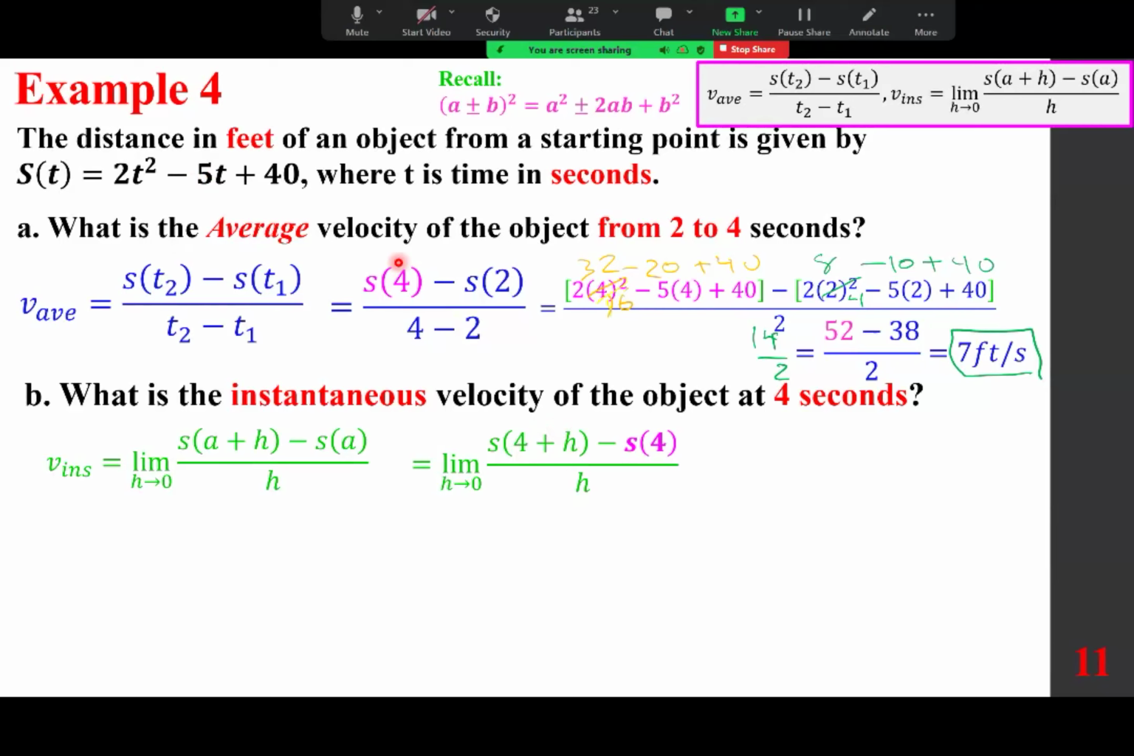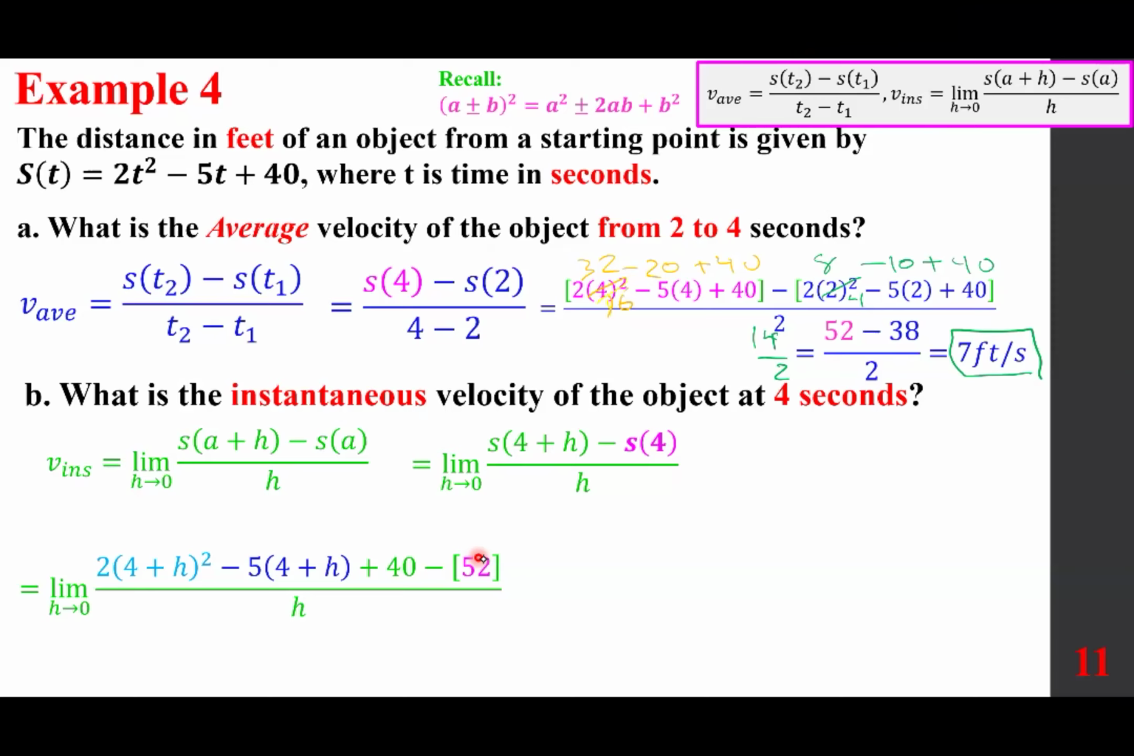s of 4, plug in 4, you can evaluate it. Or the easy way out: we've already done that. s of 4 is already done. I'm not going to waste time, so I'm going to use that 52. The 52 comes from here, s of 4. I'm using what we've done already. So again, pretty straightforward. I hope everybody's fine with that. So what do we do next?